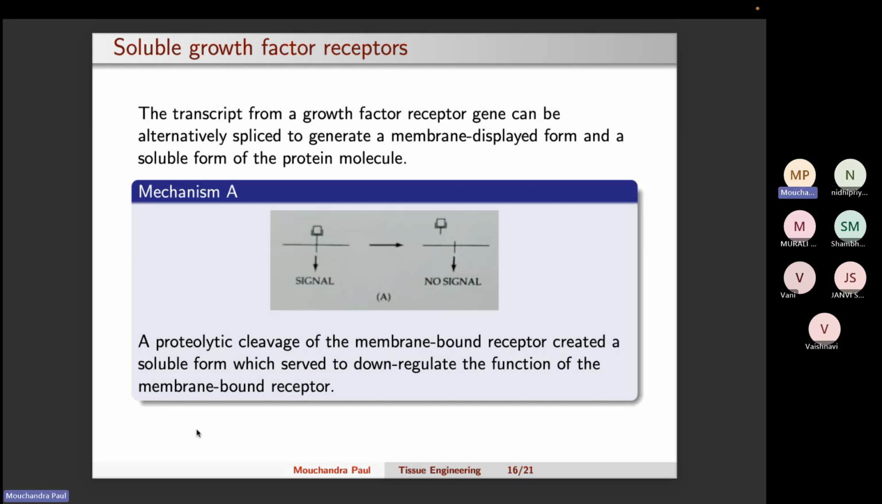So mechanism A. Here, in this particular figure, a protease enzyme has come and cleaved the membrane bound receptor on the left hand side. As a result, this growth factor receptor molecule has become a soluble form, meaning it will diffuse into the surrounding medium, because of which there will be no signal. So in this way, the membrane bound receptor can convert into soluble form, and when it does, there will be no propagation of any signal.